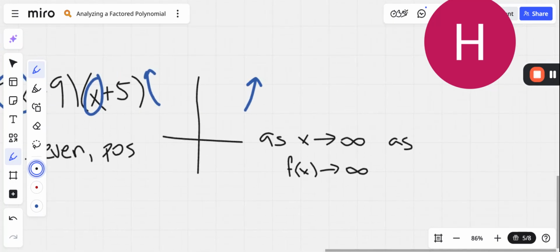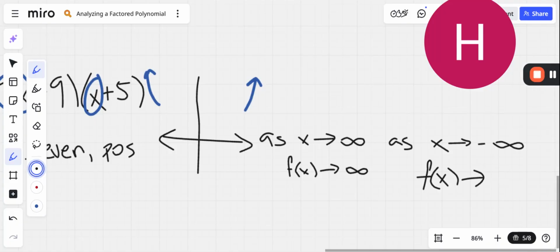And as x goes to negative infinity, where is negative infinity on the x number line? That's to the left. So basically I'm saying as we go left, f of x is also going to positive infinity still. Notice how it's still going up. That's the rule.